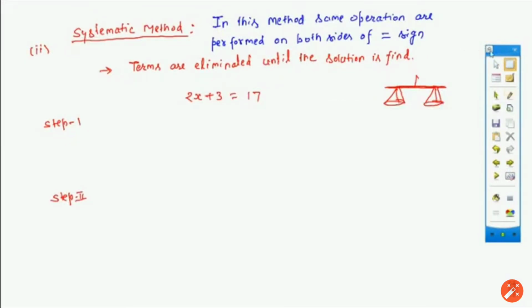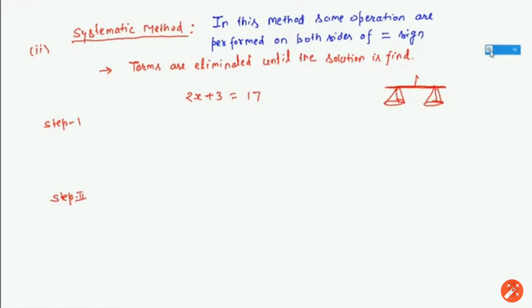Now we come to the systematic method. In this method, some operations are performed on both sides of the equal to sign. Terms are eliminated until the solution is found. Example: 2x plus 3 is equal to 17. We will attempt this question by the systematic method.